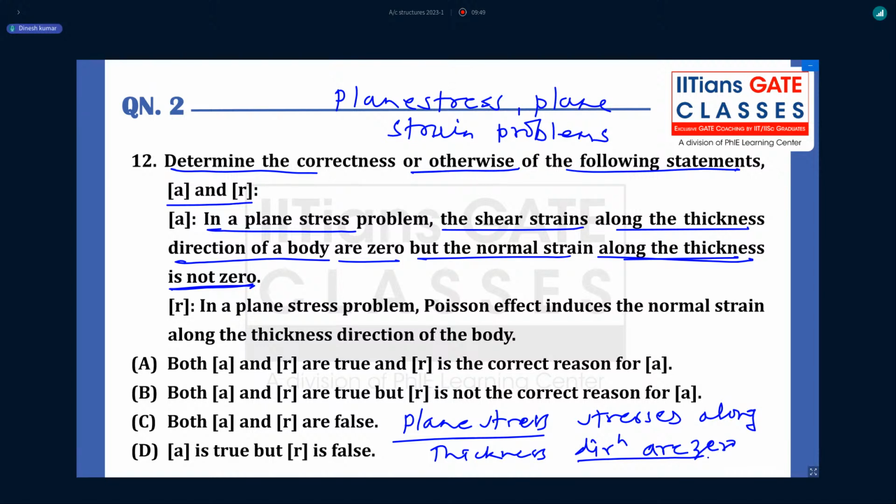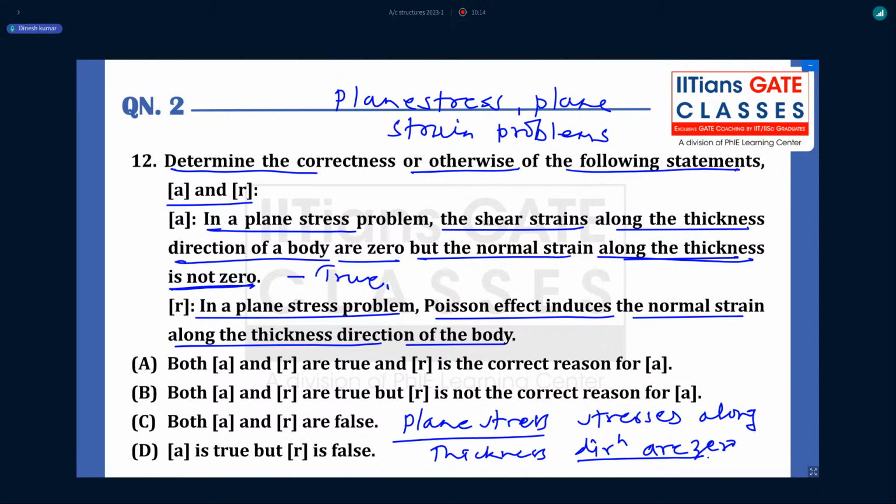A is true or false, guys? It's true, right? Now read the statement R. What does it say? In a plane stress problem, Poisson effect induces the normal strain along the thickness direction of the body.